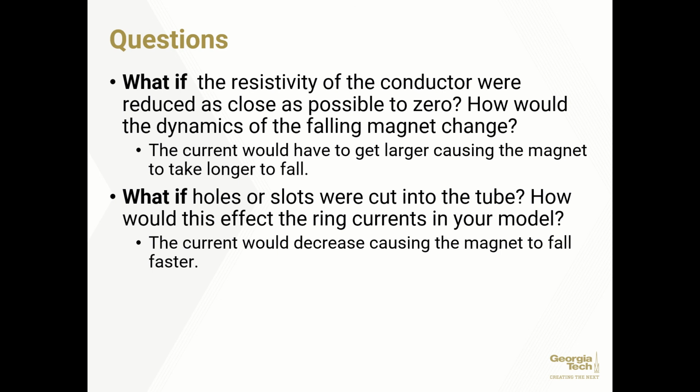So what if the resistivity of the conductor were reduced as close as possible to 0? How would the dynamics of the falling magnet change? Well, the induced current would become larger. This larger current would result in the magnet taking more time to fall through the tube.